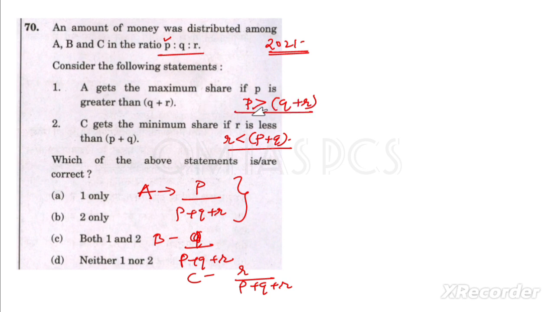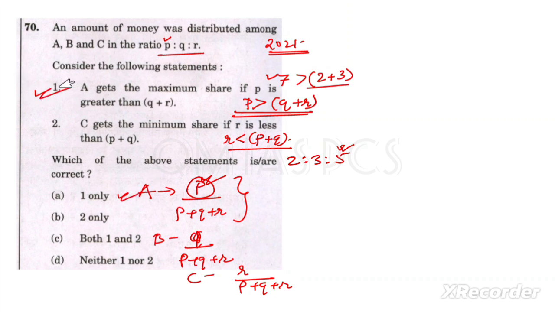Now just look at this one. If P is greater than Q plus R, the summation of Q and R. Just for example, I am taking P equal to 7, and Q and R are like 2 and 3, anything. 7 is greater than 5. If P is greater, then that value is the largest one. So if P is greater among all, A has the maximum share, that means statement 1 is the correct one.